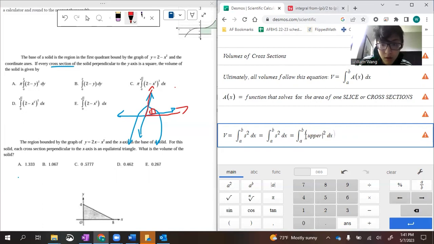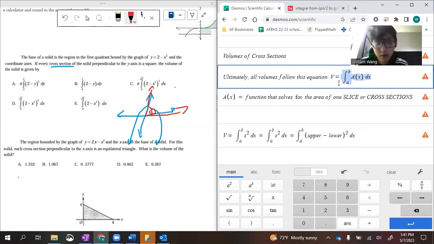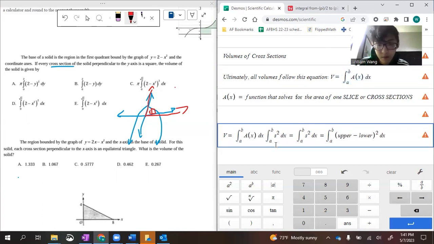So upper minus lower. You can see how this equation sort of evolves, so I'll write out the whole sequence here. My volume is the integral of area. Each cross section is a square, so the area is s squared. And each side of the square is determined by the upper function minus the lower function, squared. Okay, cool. Let's continue that.